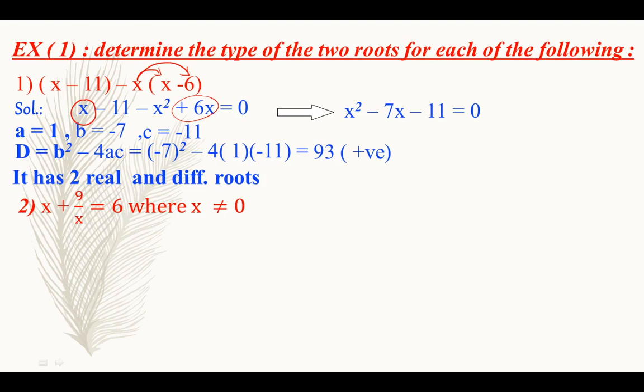As I told you before, in this equation you have to get rid of x in the denominator. How can we do so? By multiplying all the terms of the equation by x. So here x will be multiplied by x, and it will be x squared. Then 9 over x.